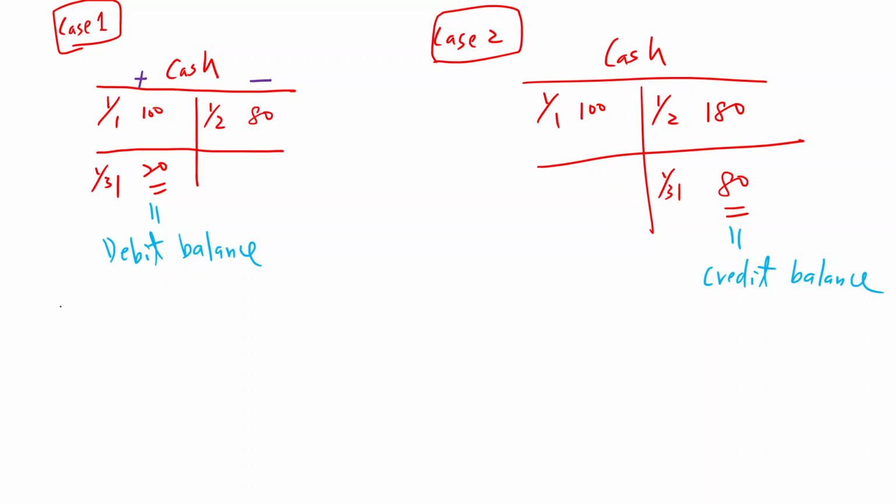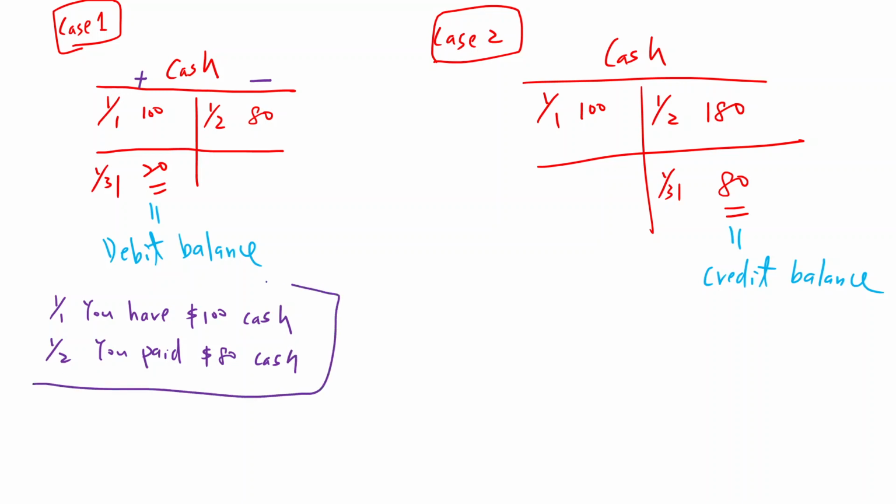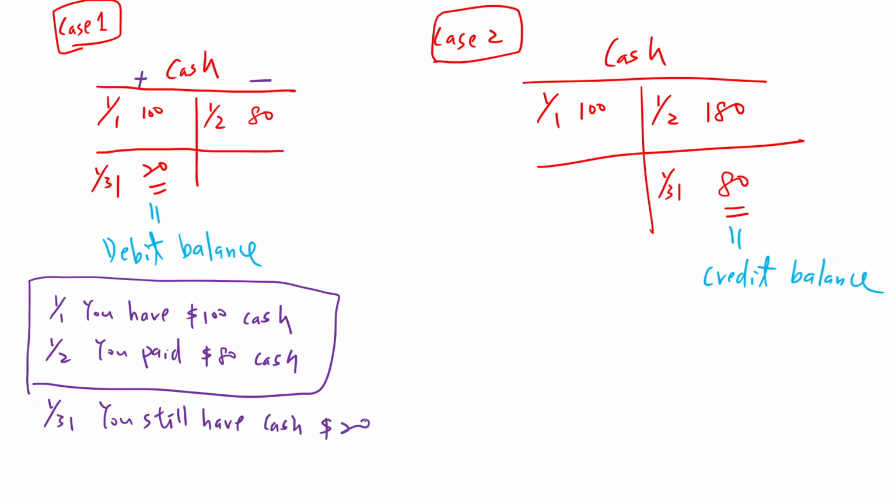It means after the beginning, you have $100 cash. Okay? Then the next day, maybe you paid 80 cash. After that, in the end, so finally, on the last day, you still have cash, $20. Okay? How about case 2?